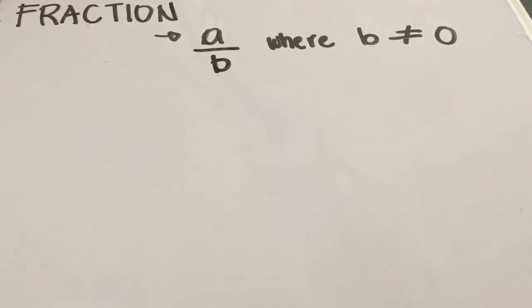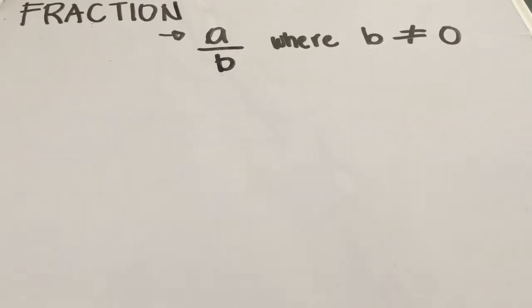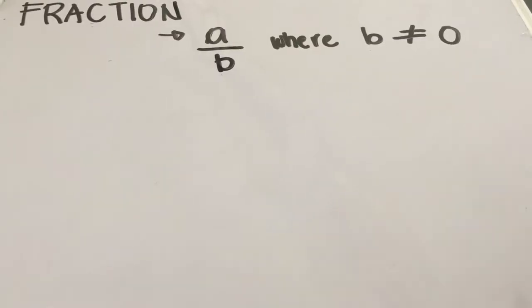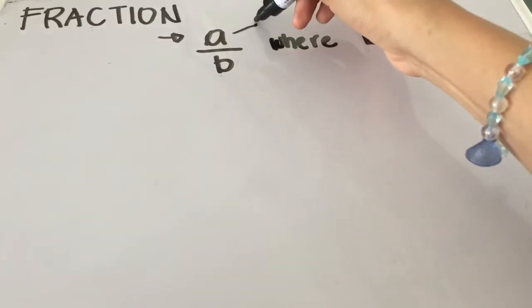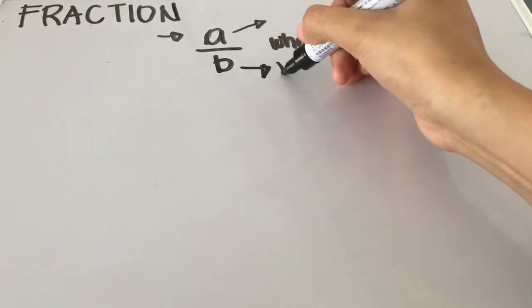Why should b not be equal to 0? Because it is undefined, having 0 as the denominator. So in short, fraction is a part of a whole. This letter A is our numerator, and this letter B is our denominator.